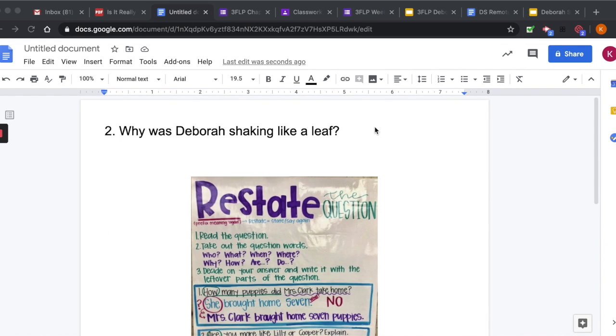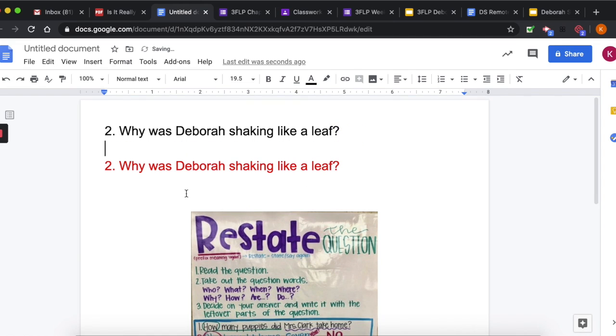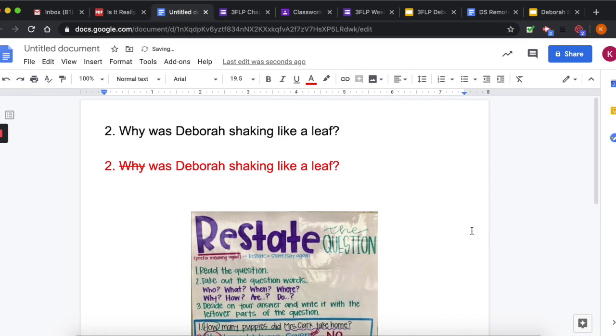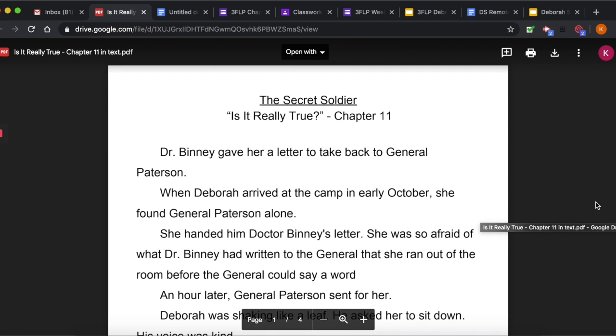Step 1 is to read the question. Why was Deborah shaking like a leaf? Step 2 is to take out the question words. I see a WH word right here, so I'm going to cross that out. Step 3 is to decide on your answer and write it with the leftover parts of the question. So why was Deborah shaking like a leaf? I'm going to go back into the reading and find my answer.